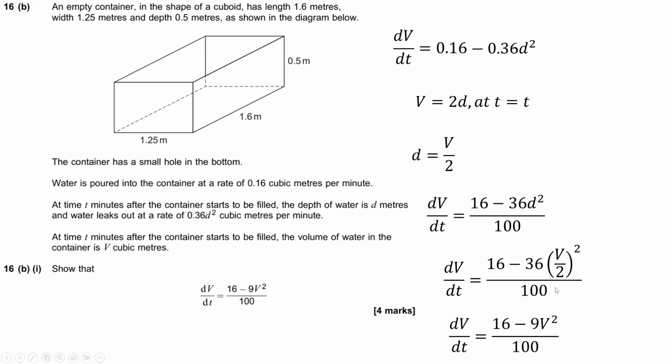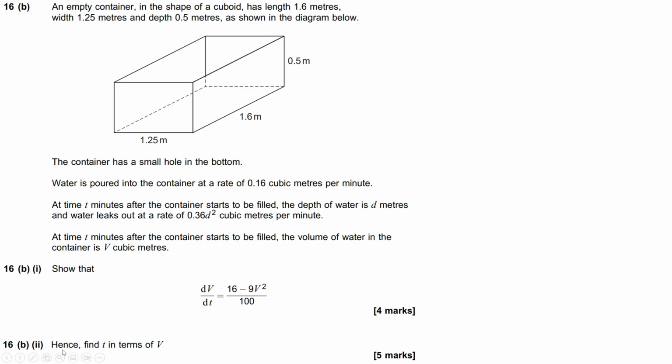You should realistically be doing that just by yourself. I mean, 36 divided by 4 is just 9. Anyways, hence find t in terms of v. We know this here, right? Okay, never mind. Yeah, we know this here.